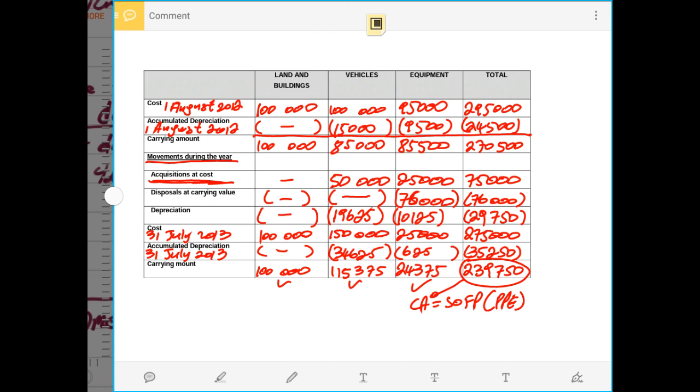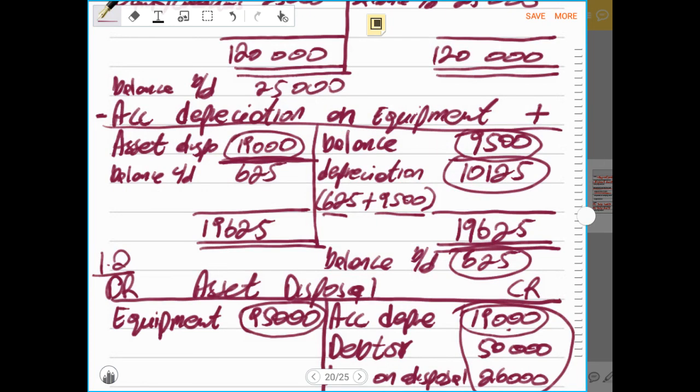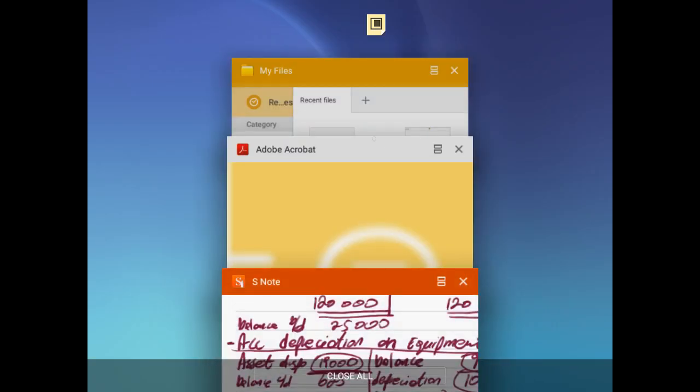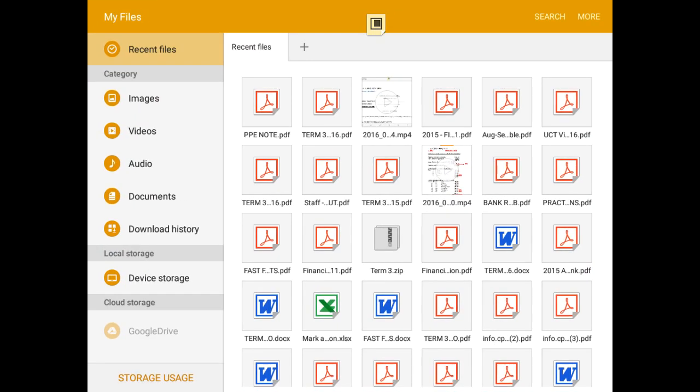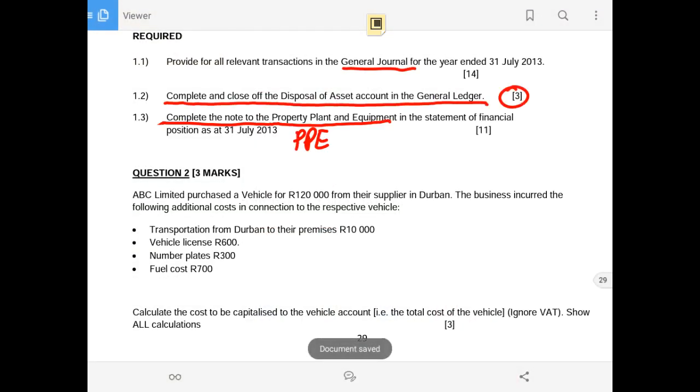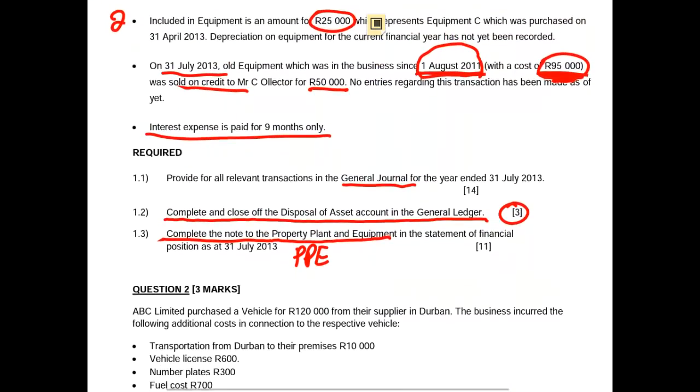So now let me check if I still have anything to do in this exercise. So now we were required to do the note, which was the last part. So now I come to the requirements. So now we've done 1.3, which was out of 11 marks.